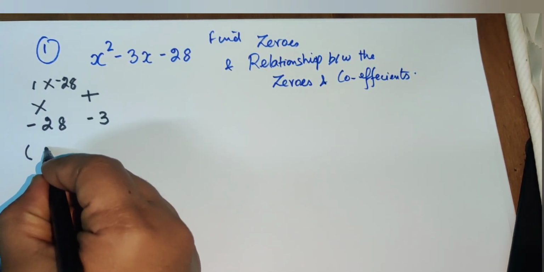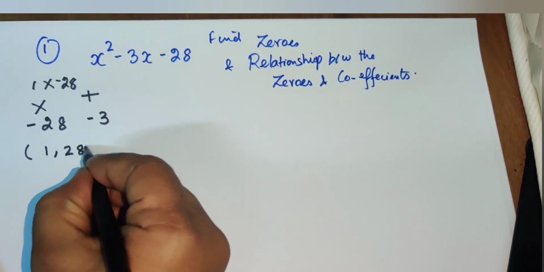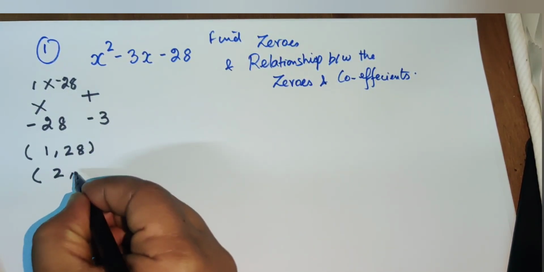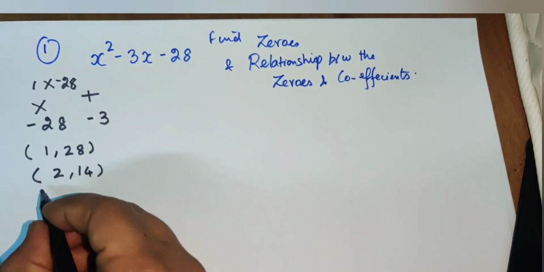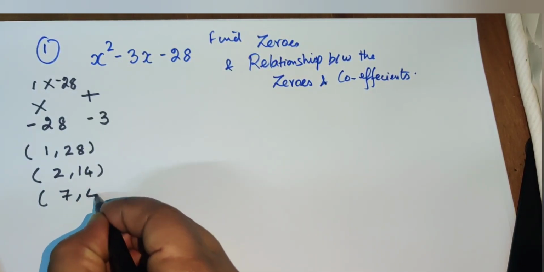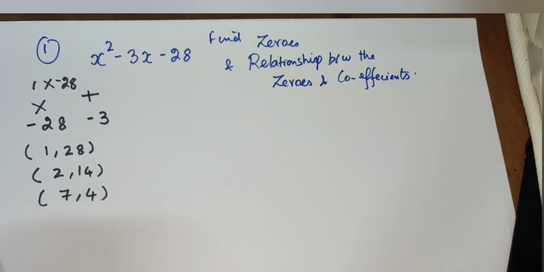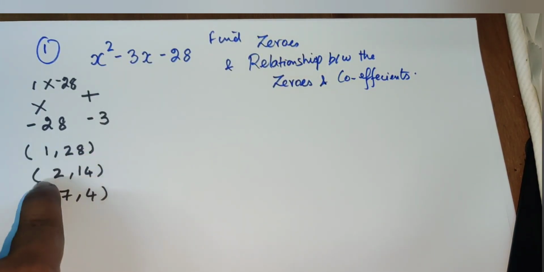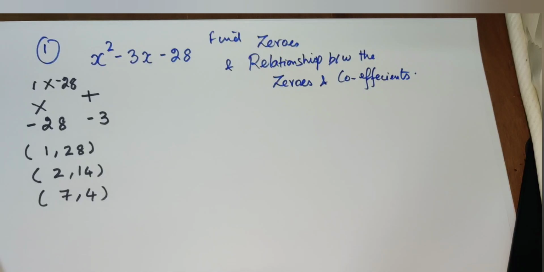So 28 can be expressed as 1 × 28, 2 × 14, 7 × 4, and many. Okay. So 1, 28, 2, 14, 7, 4, and we can also write 28, 1, 14, 2. The reverse order also we can make. So out of these pairs, which is apt for this question, we are going to find out. Let us go for it.